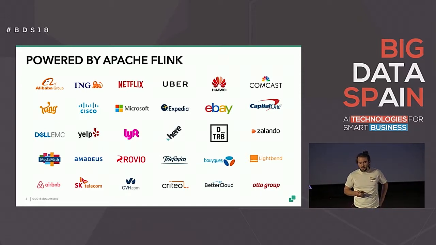So some of the big names are Alibaba. This is a very big Flink user and also contributor. Uber is quite interesting. Interestingly, there's also Lyft on there, and some Spanish companies as well.